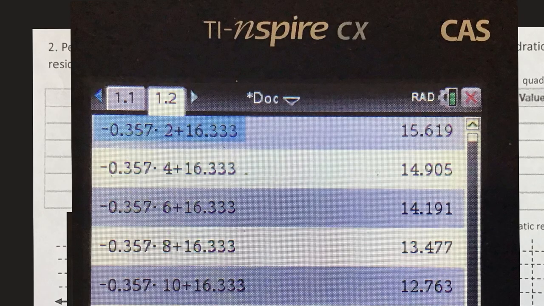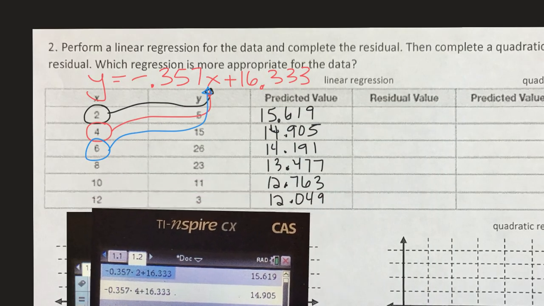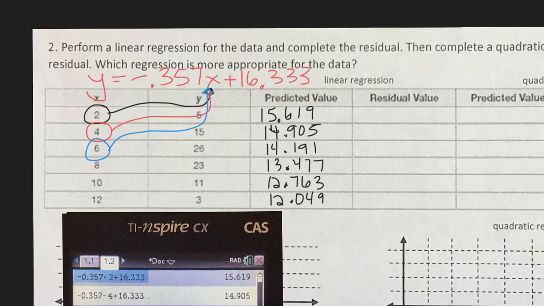So this is what my calculator gave me, right? I plugged in a 2 for x, a 4 for x, a 6 for x, an 8, a 10. And then these are all of my calculated y values. Using my linear equation, these are the y values that I get. So I wrote them all down right there.